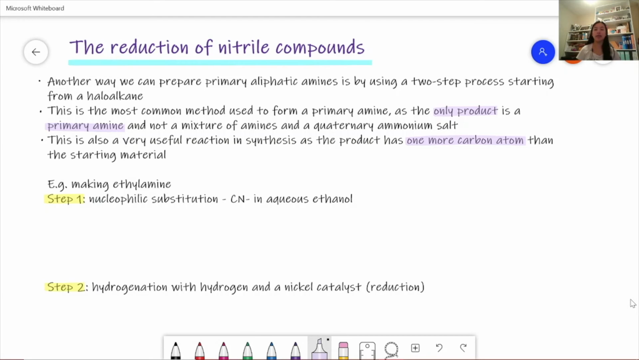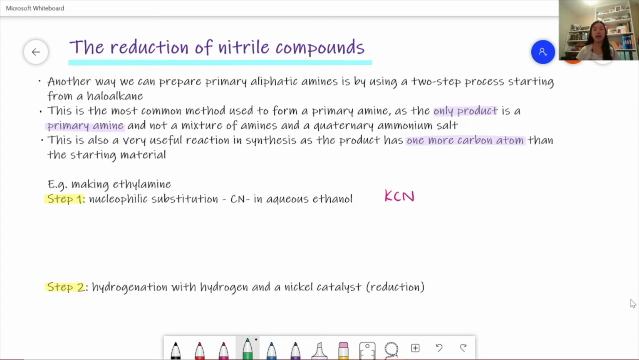So this is the same example as the one we looked at for the reaction of ammonia with haloalkanes to form a primary amine. So it happens in two steps. The first step is nucleophilic substitution with CN- in aqueous ethanol. So the reagent we use is potassium cyanide, and it's dissolved in aqueous warm ethanol.